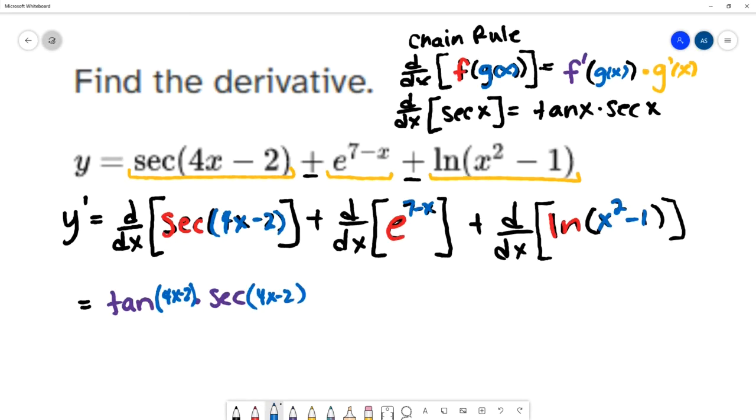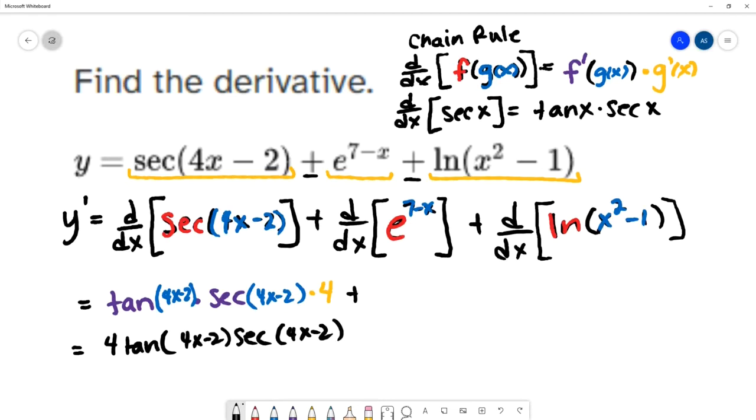So that's the inside part staying the same, and then we have to chain by multiplying by the derivative of the inside. So our inside is 4x minus 2. The derivative of 4x is 4, and the derivative of negative 2 is 0. And so for that first term, we get 4 tangent of 4x minus 2 times secant of 4x minus 2.